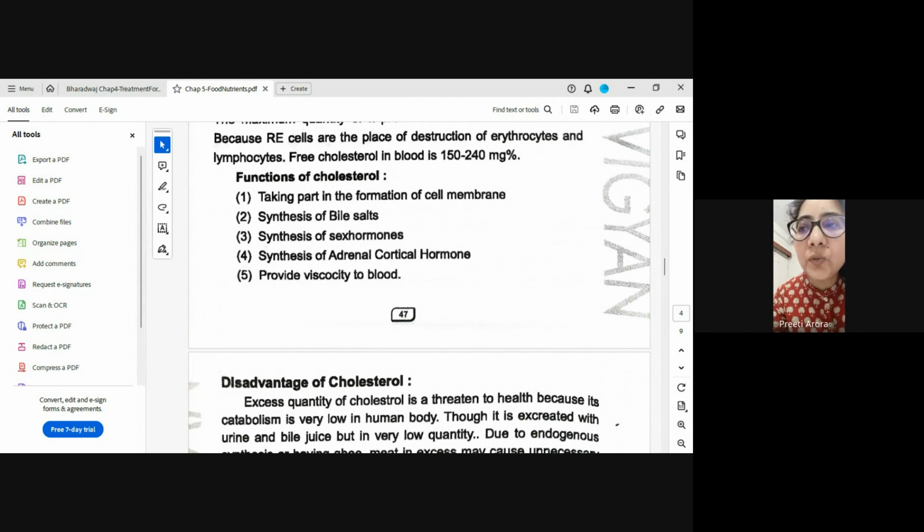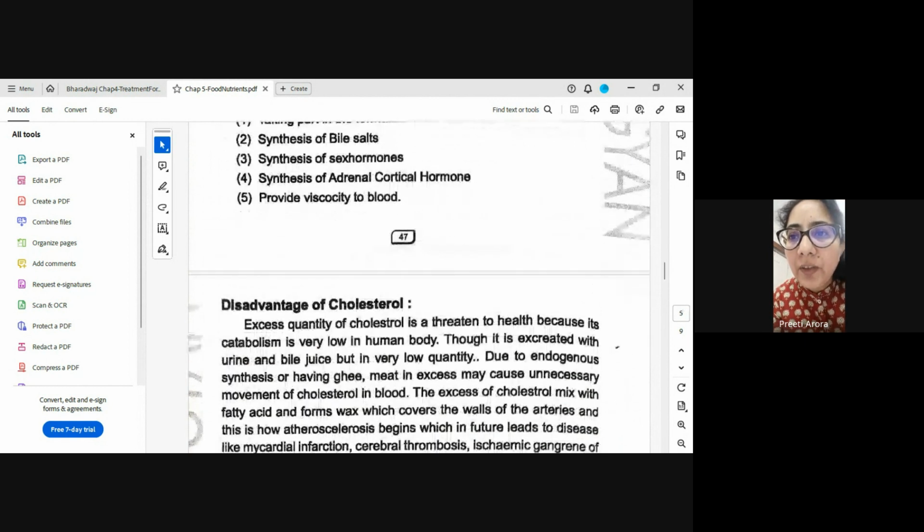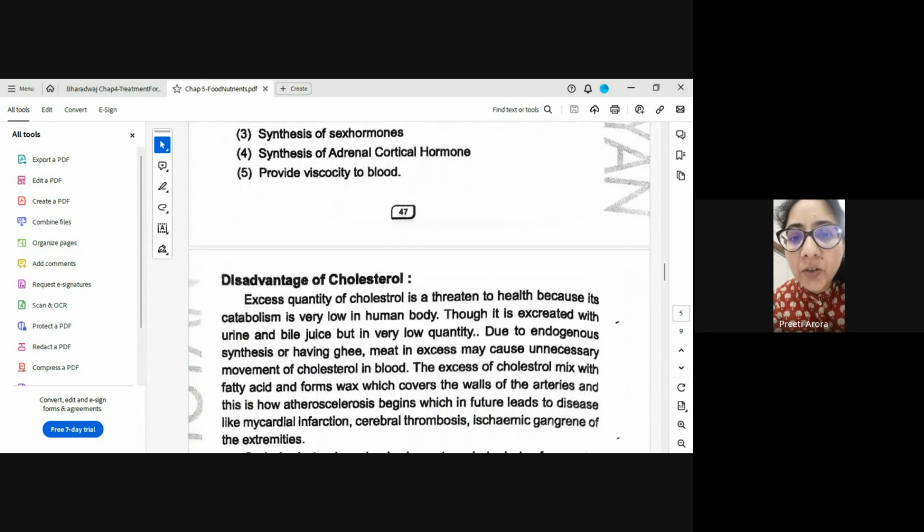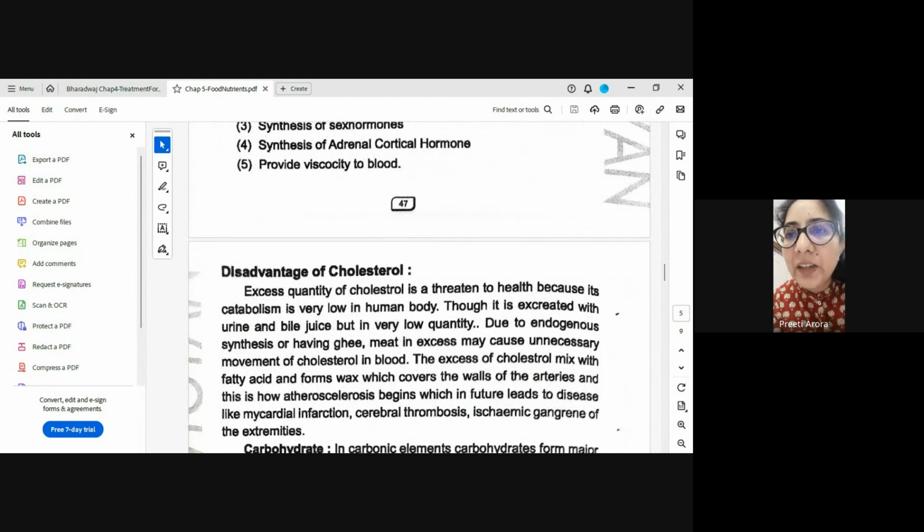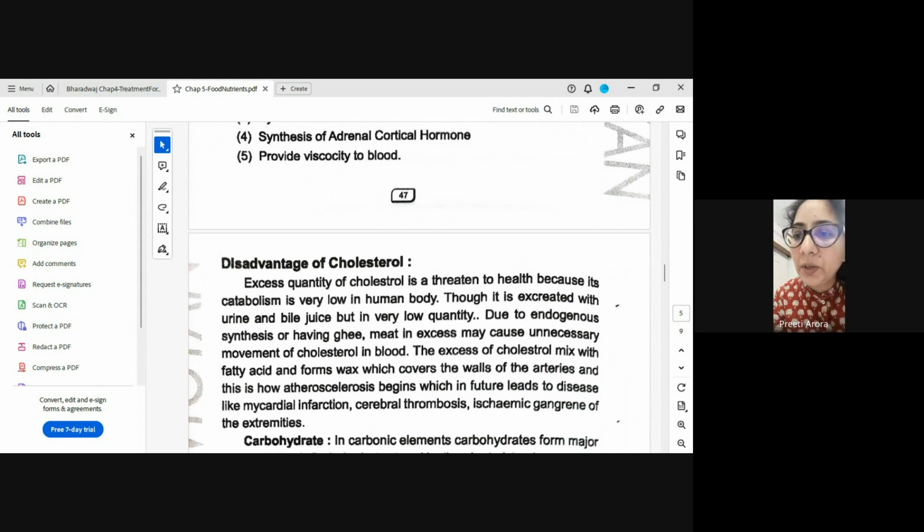Then the disadvantages of cholesterol: we have already discussed that it forms a wax-like substance. When it is synthesized with fat, it forms a wax-like substance. So cholesterol plus fatty acids gives you a wax-like substance. And it is this substance that will create blockages wherever it gets deposited. If it covers the arteries, it will block your arteries. It will make your arteries hard, and give you the atherosclerosis type of situation. Okay?